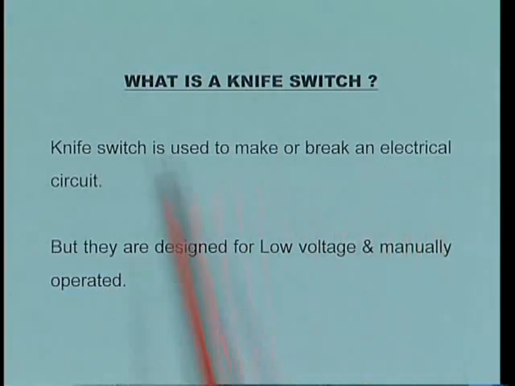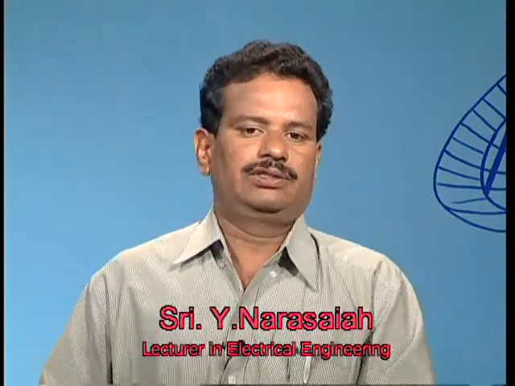These knife switches are used to make or break an electrical circuit, but they are designed for low voltage and are manually operated. In all our electrical labs the voltage range is only 440 volts. So up to 440 volts only these knife switches can be used. Beyond 440 volts we cannot use them. Can we use this knife switch in substations? No, we cannot. Why? Because they don't have any making and breaking capacity. Therefore they are just isolating switches. Under low voltages the fault currents are also very small, therefore they are restricted to low voltage systems.